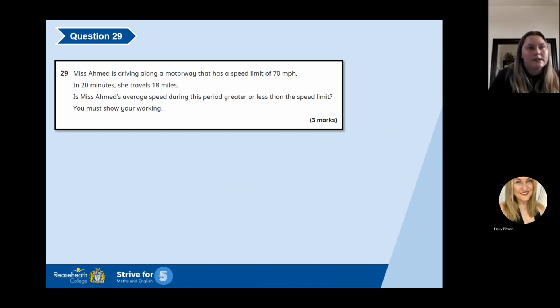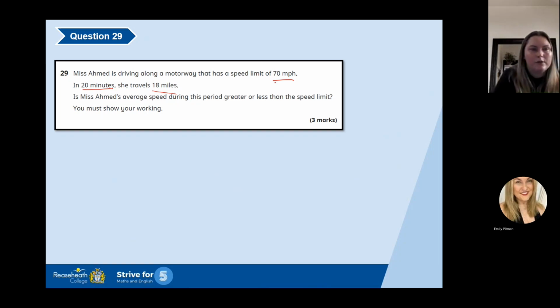Okay, Miss Ahmed is driving along a motorway that has a speed limit of 70 miles per hour. In 20 minutes, she travels 18 miles. What I'm thinking now is this is in miles per hour and this is in minutes. Is Miss Ahmed's average speed during this period greater or less than the speed limit? You must show your working.